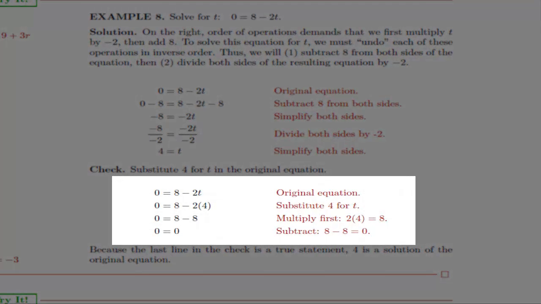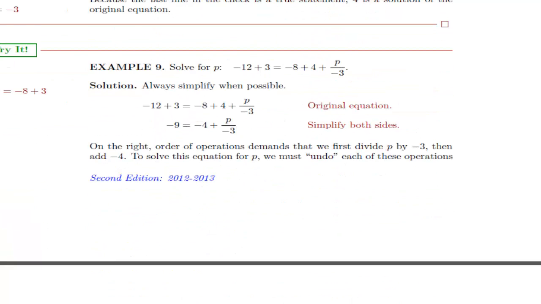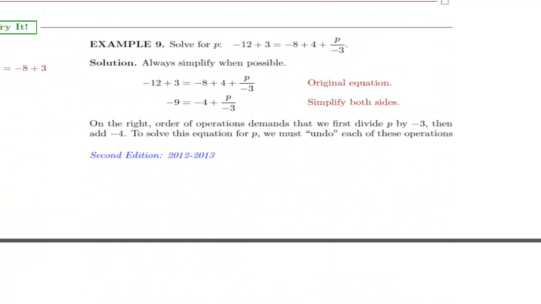We'll check our solution of 4 by substituting 4 for t in the original equation. So we get, on the right, 8 minus 2 times 4, then 2 times 4 is 8, and 8 minus 8 is 0. Because the last line is a true statement, 4 is indeed a true solution of the original equation.